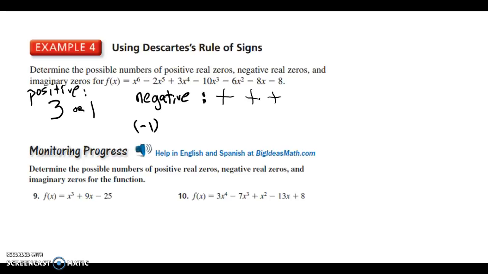The cube is an odd power, change the sign. The square is even, keep the sign. x to the 1st is odd, change the sign. And the constant, always keep the sign.